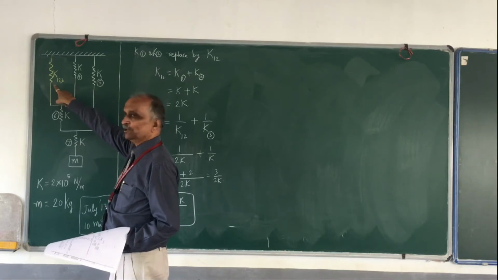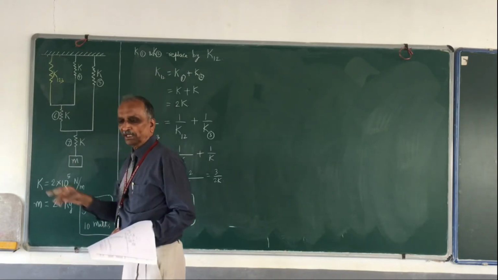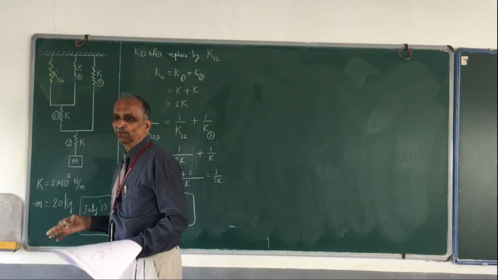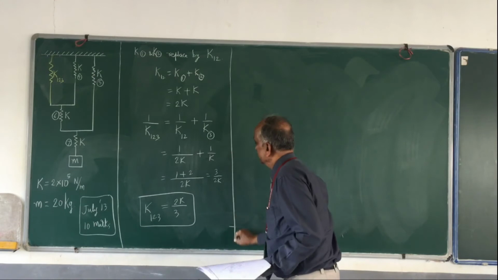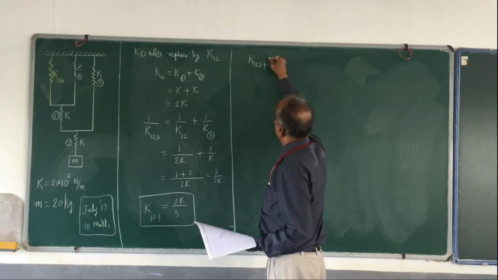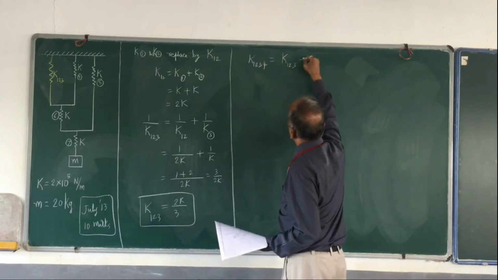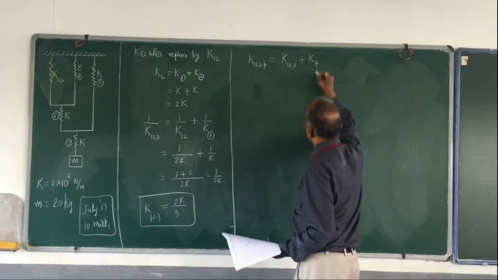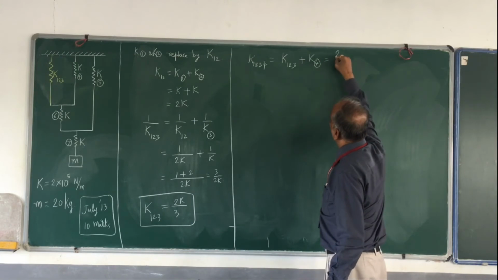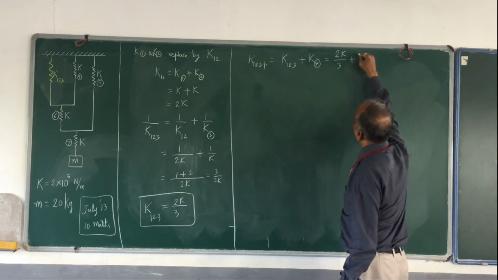Do you agree that K123 and K4, they are parallel? Okay. So their equivalent stiffness, I shall call it K1234. They are parallel and therefore their sum is the equivalent stiffness. K1234 is equal to what? Sum of stiffnesses of the individuals, K123 plus K4. What is K123? K123 is 2K divided by 3. And what is K4? That is nothing but K.